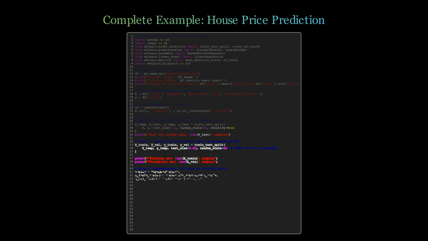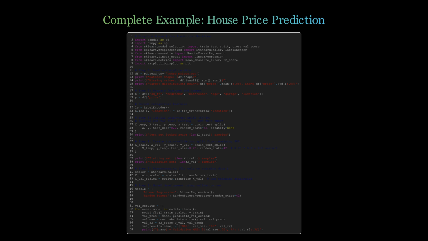This example demonstrates the complete workflow. We start by exploring our data, then prepare features and targets. The crucial step is the initial train test split where we lock away 20% for final testing. We create train validation splits from the remaining data. Pre-processing is fitted only on training data. We develop and compare models using the validation set, never touching our test data.